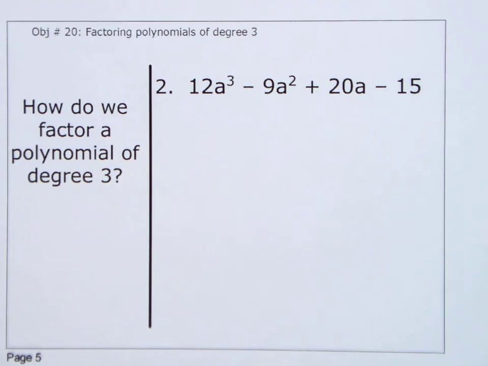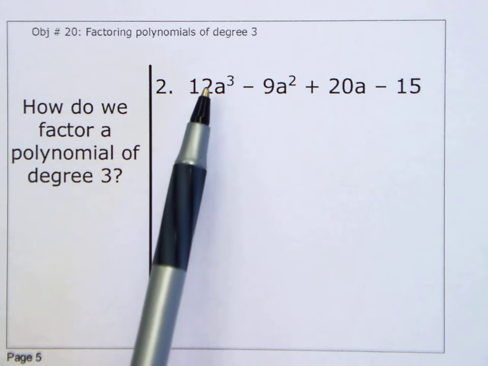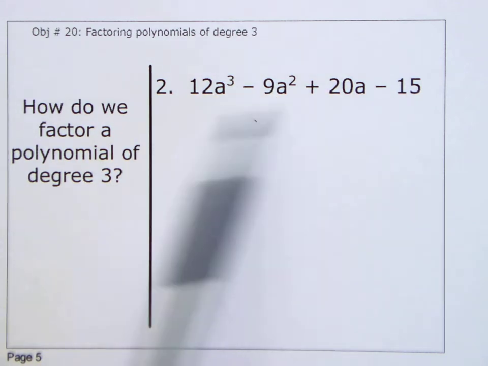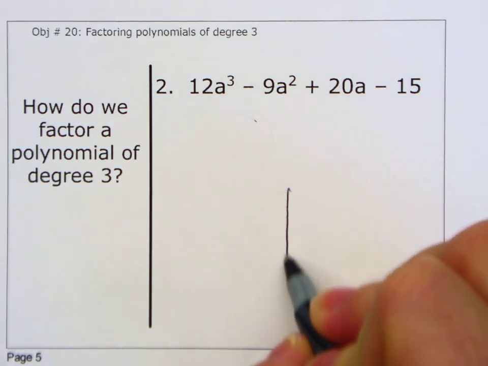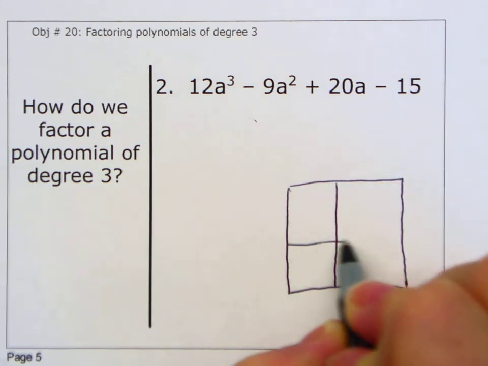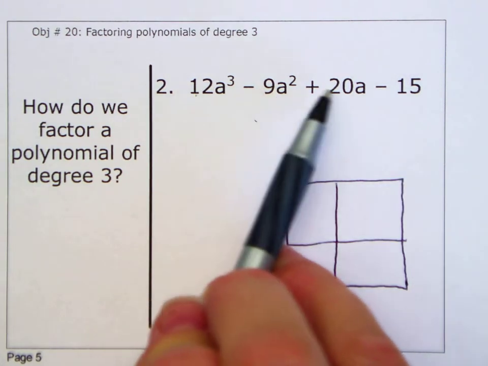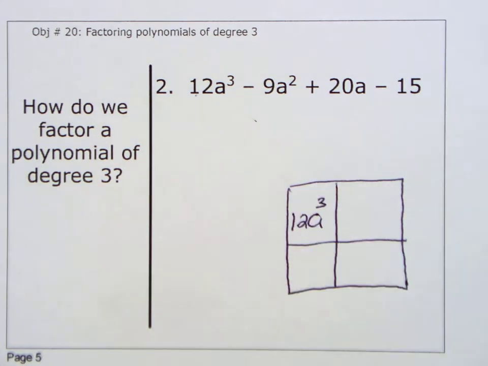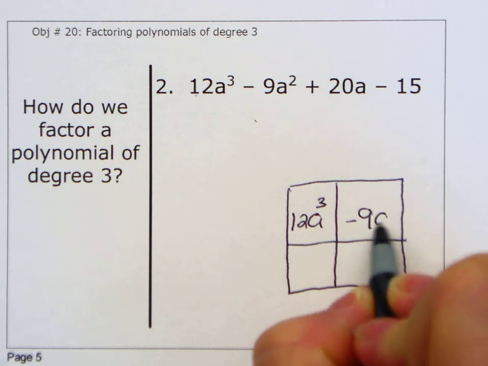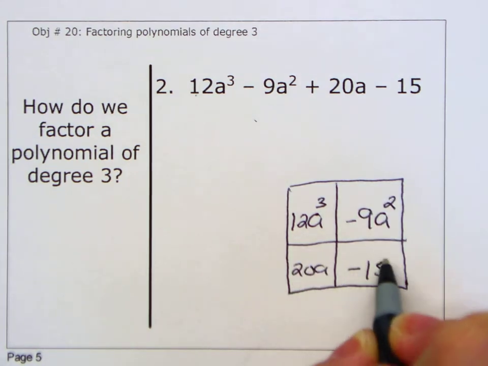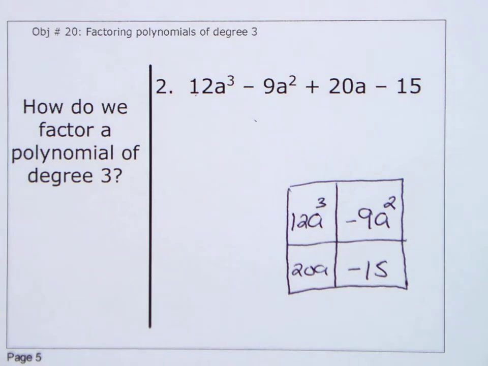Number 2. Again, how many terms does it have? 1, 2, 3, 4. Is there a GCF? Can we divide by anything? No, and that's really, really important. You can't do this if there's a GCF. Okay. So I make my 2 by 2 box. And again, it goes 1, 2, 3, 4. Order matters. 12a to the 3rd minus 9a squared, 20a, negative 15. Put everything in the box, and we're finding the GCF.